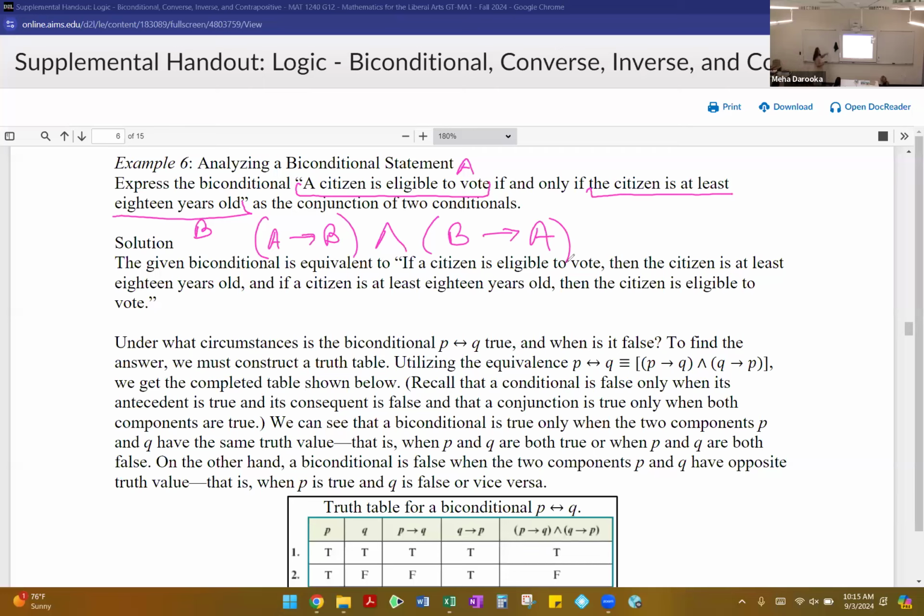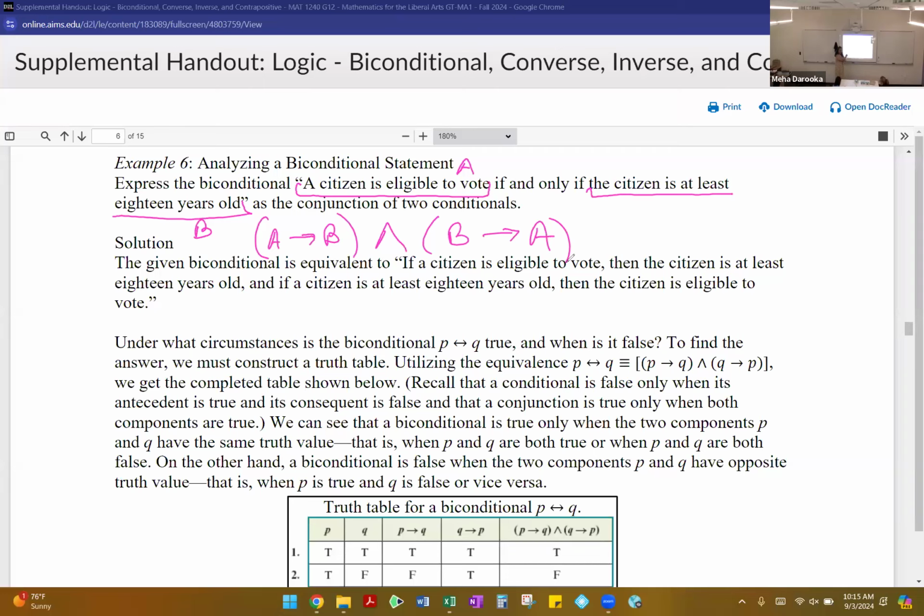You can see that in here, right? We use a citizen is eligible to vote as our first argument. So you can say if a citizen is eligible to vote, right? So that's the if part. Then the citizen is at least 18 years old, right? Which we know is what the current law is. You have to be a minimum of 18 years old on election day, November 5th, I think this year. So we know that argument works out well.